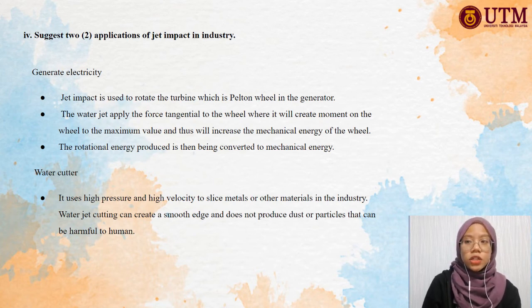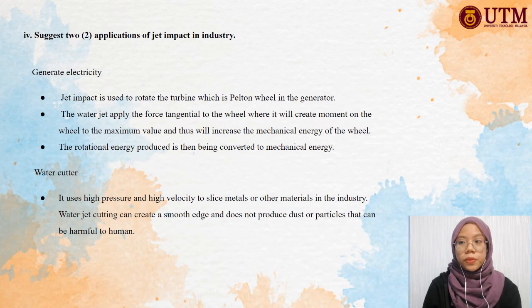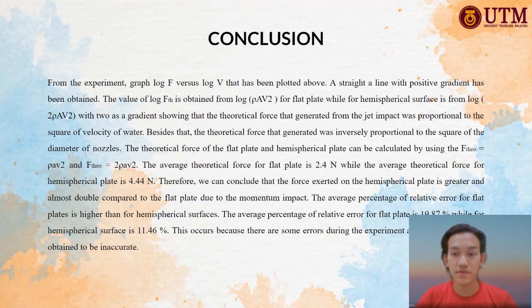The second one is as a water cutter. It uses high pressure and high velocity to slice metals or other materials in industry. Water jet cutting can create a smooth edge and does not produce dust or particles that can be harmful to humans. Okay, hi everyone. So now I'm going to proceed with the conclusion.